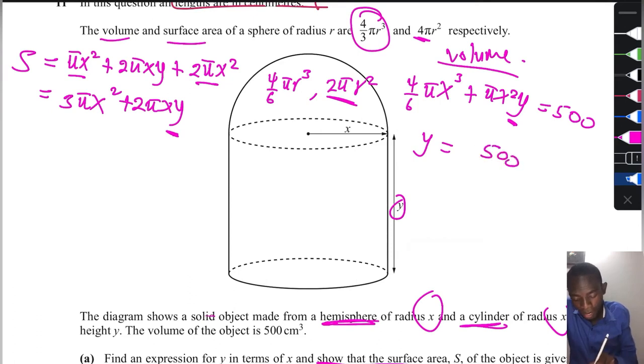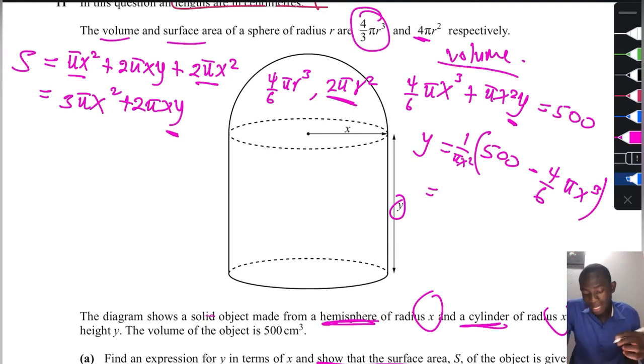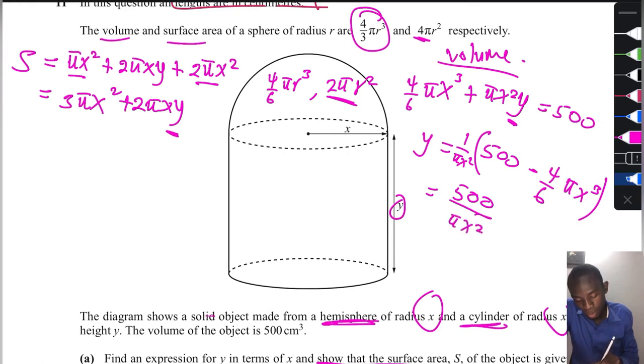Okay, 500 minus 4 on 6 pi x cubed, all divided by 1 over pi x squared. All right, I hope I've done the change of subject well. So in other words, I have 500 over pi x squared minus, now if I divide this expression here by pi x squared, I should get, if I simplify, 2 over 3, basically 2 over 3x. So that's what y is.